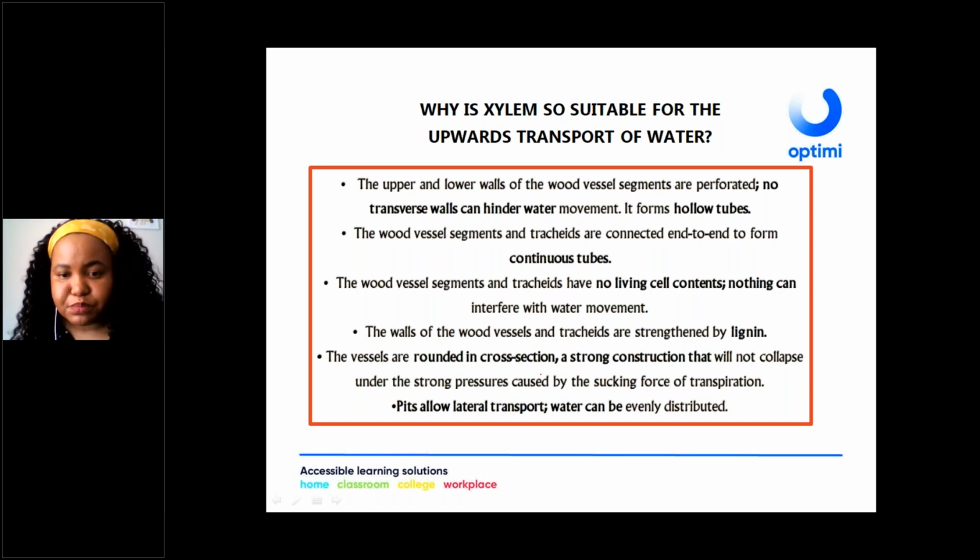Remember, a force is a push or pull, so it's a bit harsh when it happens. So the construction needs to be strong to prevent any form of collapse. Okay, and then the pits allow lateral transport, making sure that water can be evenly distributed.